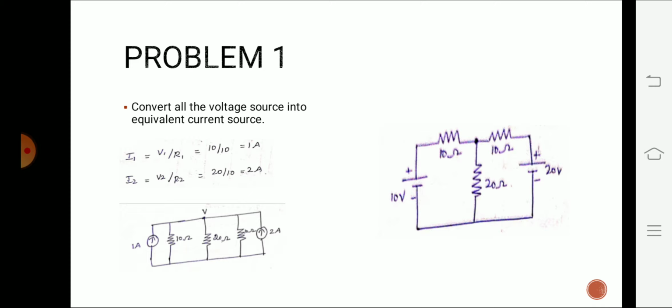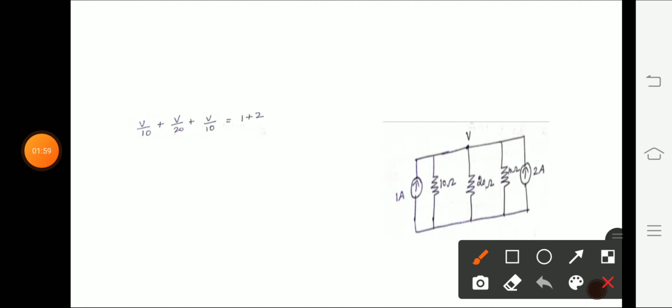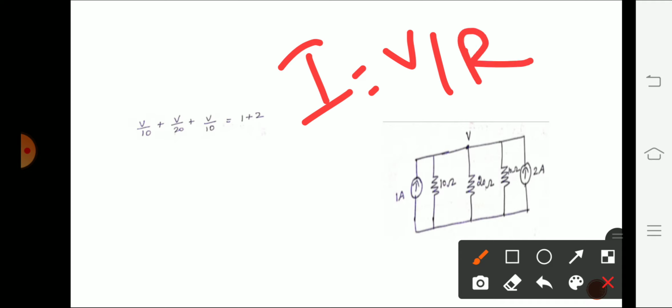So we convert the voltage sources into current sources. In a current source, the resistor is parallel to the current source. We write the current equation I is equal to V by R. This is the V value.